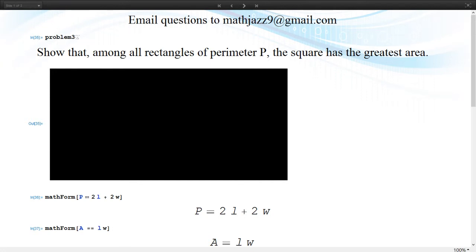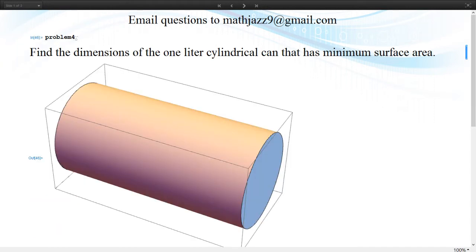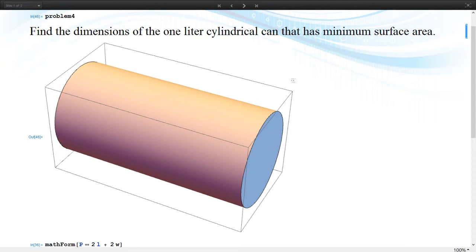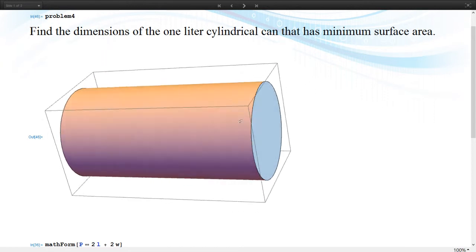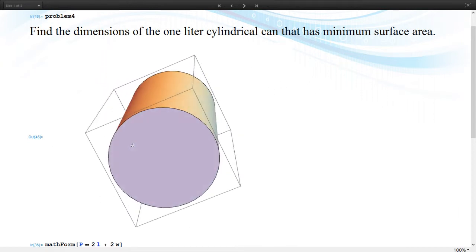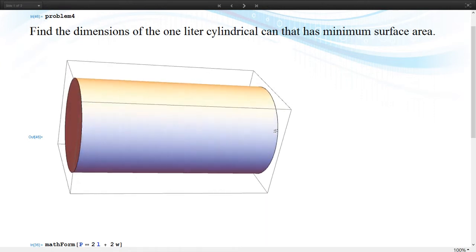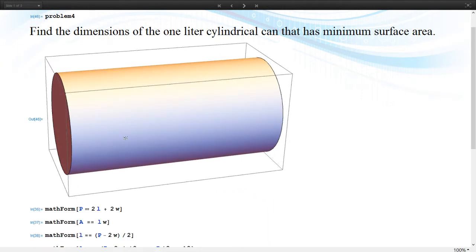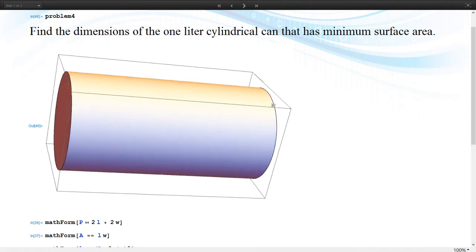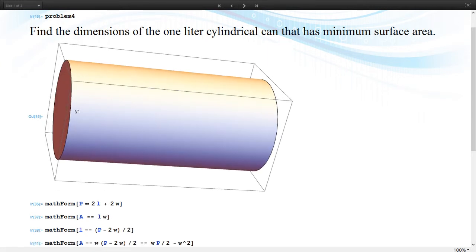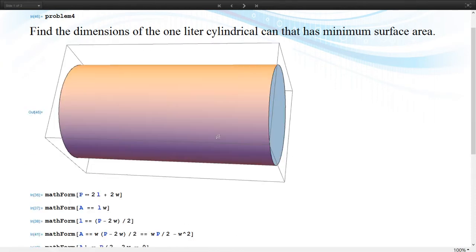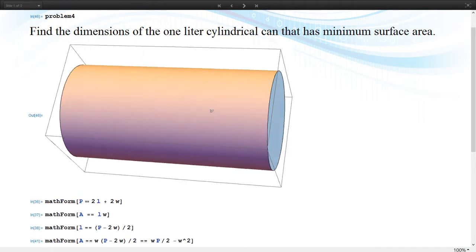Problem 4, I think. Find the dimensions of the 1-liter cylindrical can that has minimum surface area. So I have here a nice can. This can has, we'll call it a height of h. That's the distance from this face of the can over to this face of the can. And it has a radius that we'll call r.